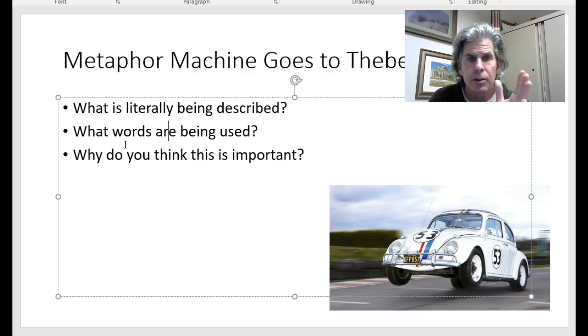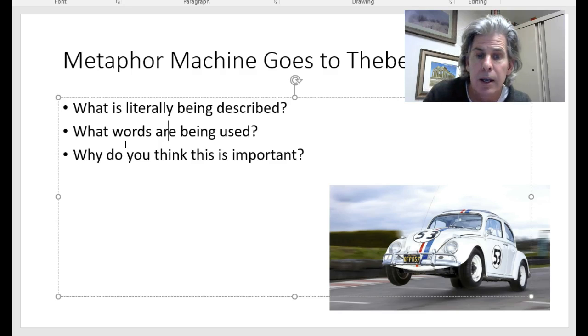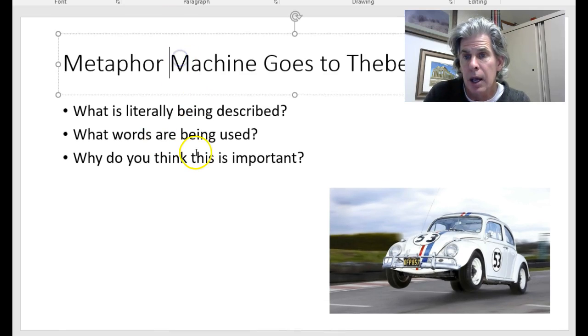Okay. And then stop and think, why would they do this? What do they want me to see? They want you to see things in a certain way. And is that legitimate or not? Or why are they trying to get you to see it or understand it that way? And that's the nature of analysis. And again, the first two stages, what is literally being described and what words are being used, almost everybody agrees upon. The third one, that is where you step in with your analysis, okay?